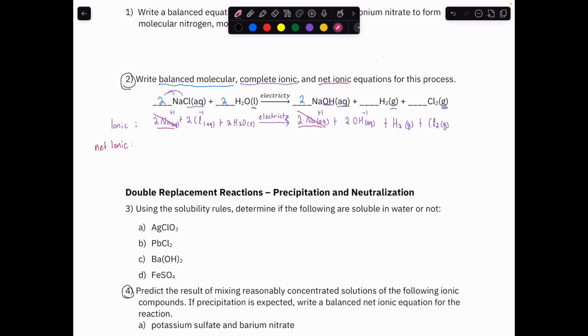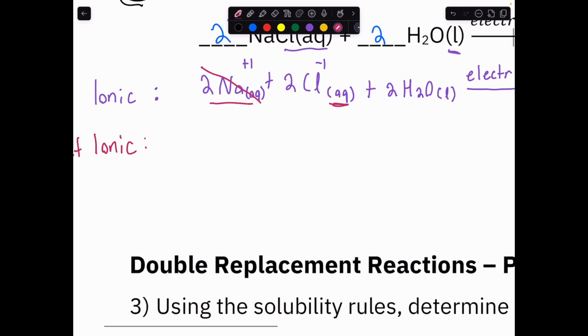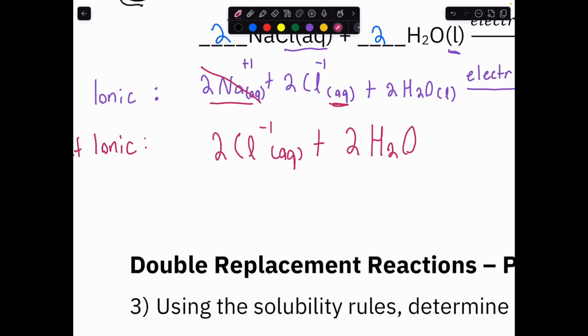And from there, I know some of us are going to be like, oh, well, we have 2 chlorines on both sides. Unfortunately, we cannot get rid of them. And the reason we can't is because this chlorine is aqueous and this chlorine is gaseous. And because they're in 2 separate states, it means they are technically in 2 forms, and we can't get rid of that on both sides. So what we're going to be left with is 2 Cl -1 aqueous, plus 2 H2Os, liquid.